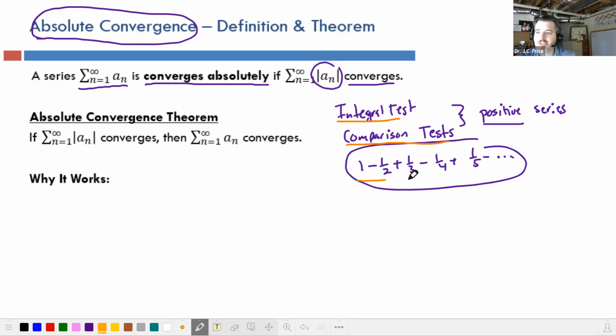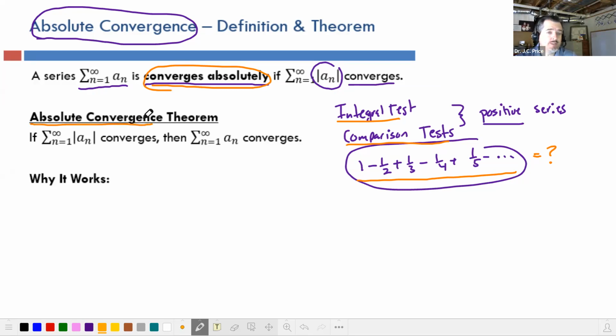But of course, for this series, notice the terms are going to 0, so the divergence test won't apply. Is there some way that we can figure out if this series converges or diverges? It turns out that this idea of what's called absolute convergence can be used.